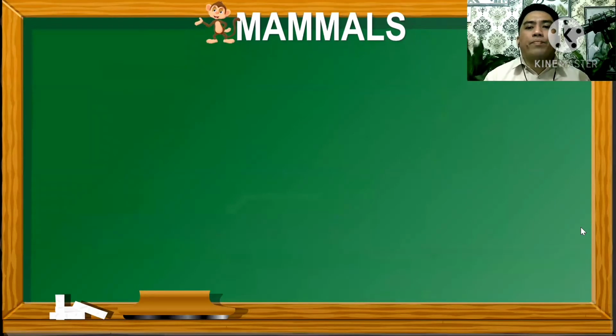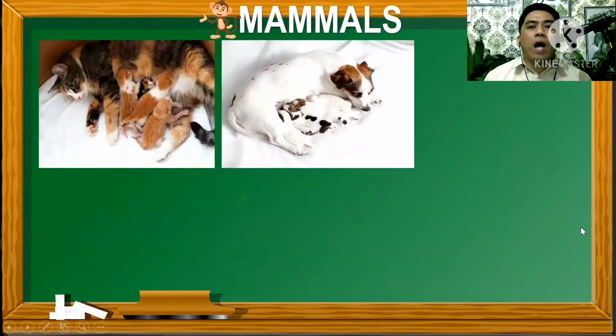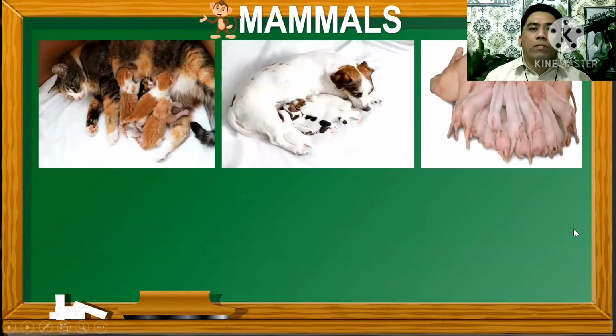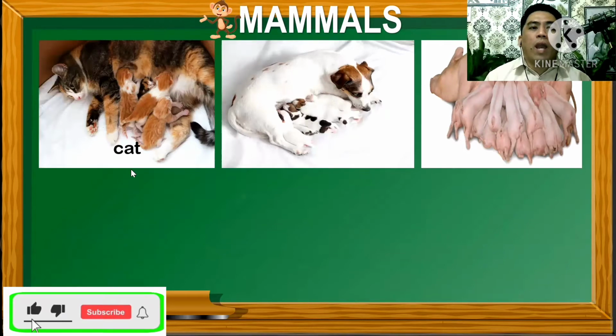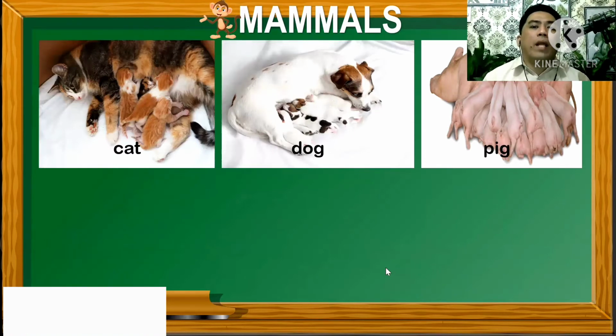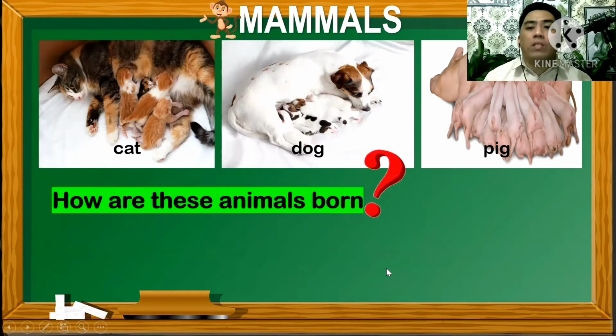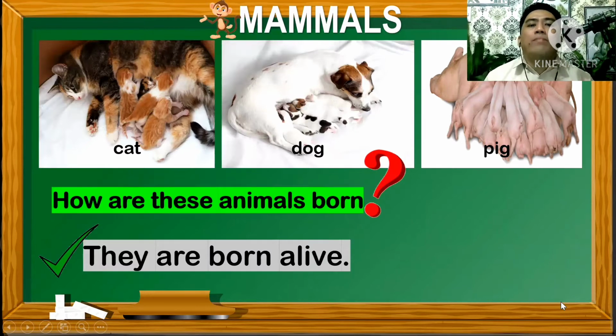Next, can you name these animals, class? This is a cat or cats, dog or dogs, or pigs. How are these animals born? Are they born alive or hatched from eggs? Nice answer, class. Very good. They are born alive, so they resemble their parents. Pag pinanganak pa lang sila, kamukha na nila ang kanilang parents.